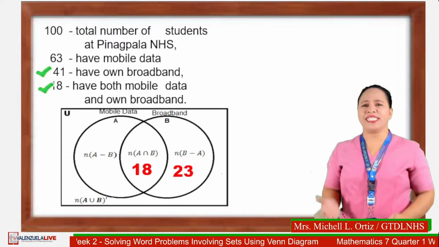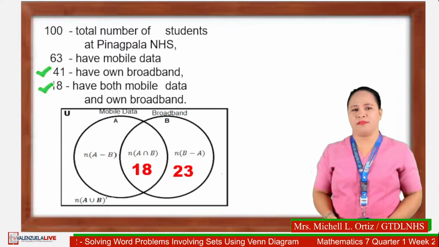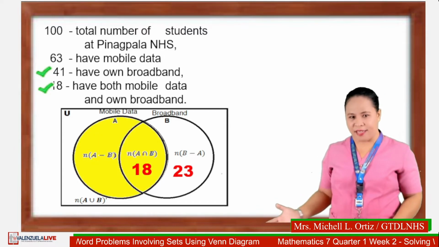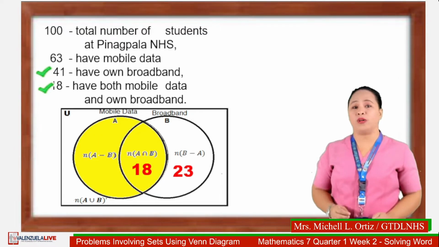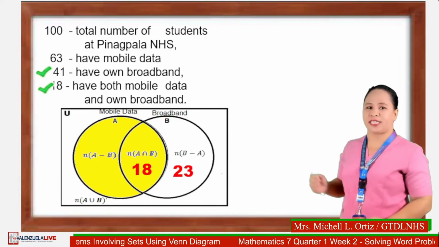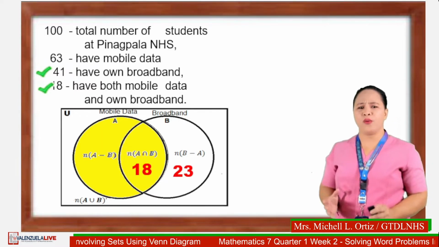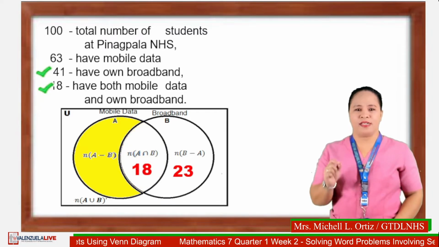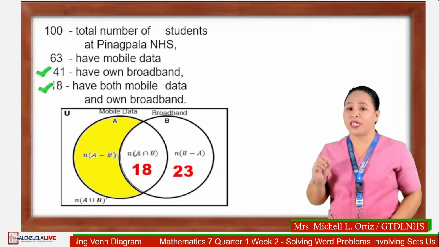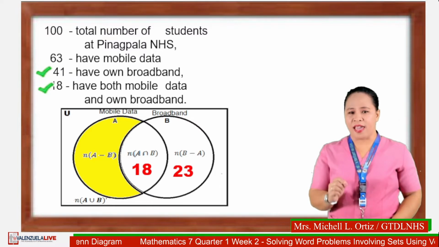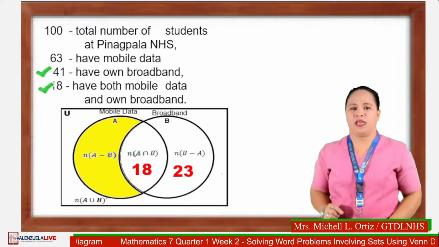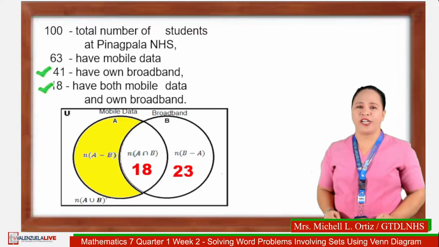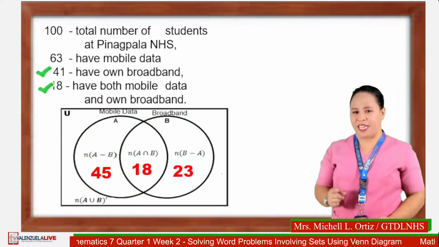Next, 63 have mobile data. Mobile data refers to the whole region of set A. And since we have already 18 in the intersection, therefore we are just going to fill in the remaining region, represented by the cardinality of A minus B. And that region must have a cardinality of 45 to complete 63.